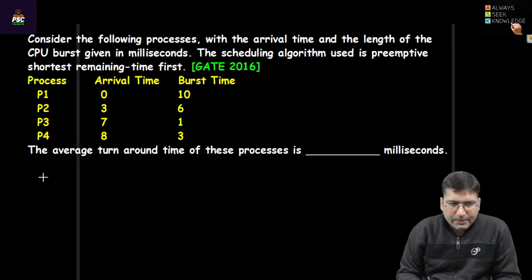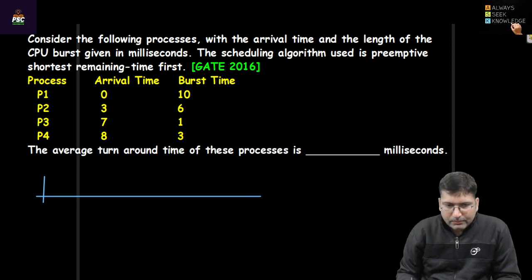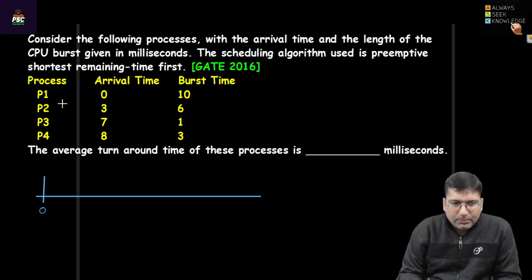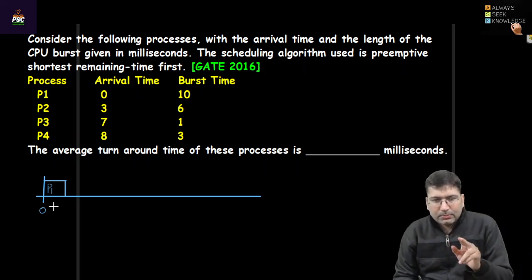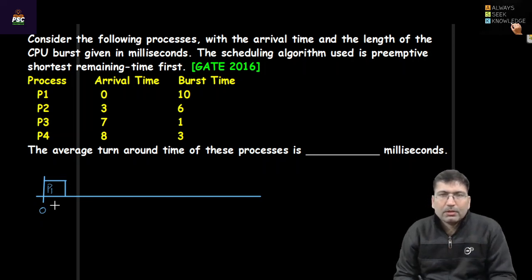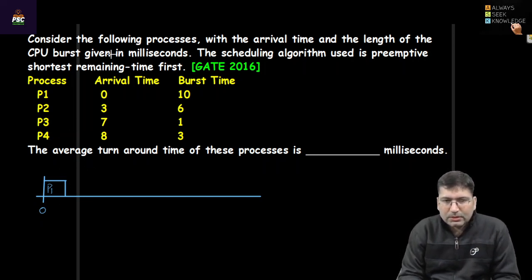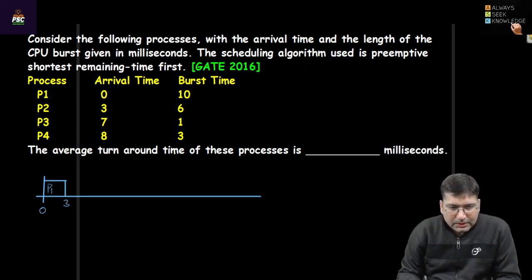So let's say now this is moment 0. According to the arrival time, there is only P1 in the ready queue. So at 0, only P1 can be scheduled. P1 starts its execution and it can execute till 3 units of time, because at 3 units of time the process P2 is arriving. It will preempt the process which is executing, because this is a preemptive scheduling algorithm, right? So this is moment 3.